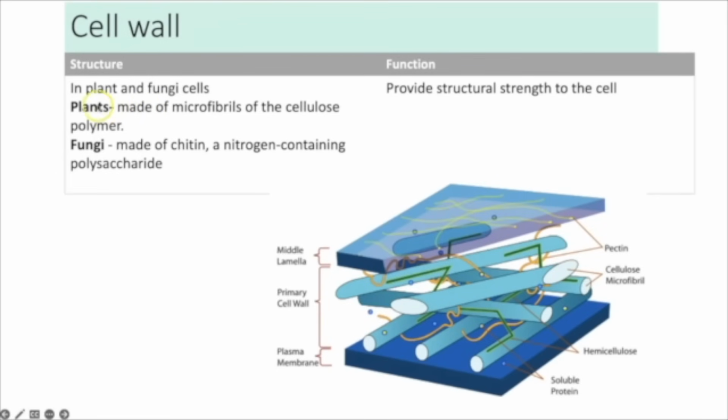Cell walls are found in plants and fungi of eukaryotic organisms, not in animal cells. And in plants you have microfibrils of the cellulose polymer, and in fungi you have chitin instead. So they're made up of 2 different molecules. Plants have cellulose for structural strength, whereas fungi have chitin. And that is still a polysaccharide, but it also contains nitrogen. The function of the cell wall, though, is to provide structural strength.